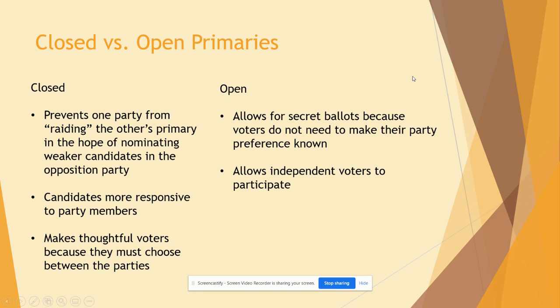Okay, so here's some advantages to closed and open primaries. Closed primaries do prevent outsiders from coming in and what's called raiding the other party's primary. For example, in Michigan, let's say you are a Republican. In Michigan, you could go to the Democratic primary if you wanted and vote for a really weak candidate to try to get an unelectable candidate running for the Democrats to help out your own party.